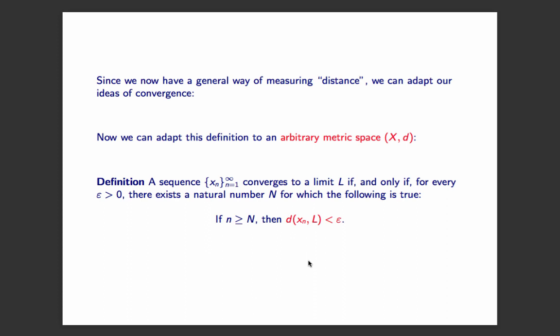So given an arbitrary metric space, and by the way, this is typically how we write a metric space, the set and then the distance function attached to the set. That's what makes it a metric space. So everything stays the same except that instead of the absolute value of the difference, it is the distance from xn to L is less than epsilon.